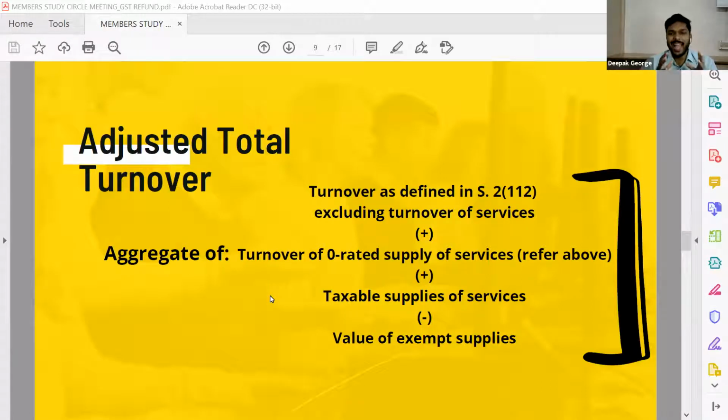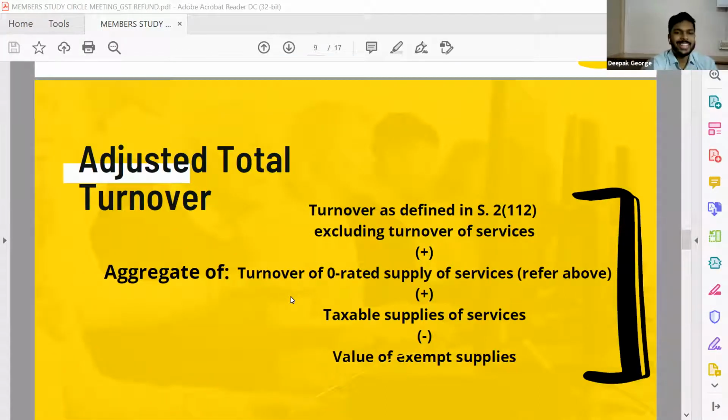Adjusted total turnover is the aggregate of four things. Here, unlike the numerator, you had separate segregation for goods and services. In the denominator, you have to combine the value of goods and the value of services together. So adjusted total turnover is the aggregate of, you can see the first component, turnover as defined in section 2, clause 112 of the CGST Act 2017, excluding turnover of services. So the first component is turnover as defined in section 2. Now, what is the definition as per 2 clause 112 of the CGST Act 2017?